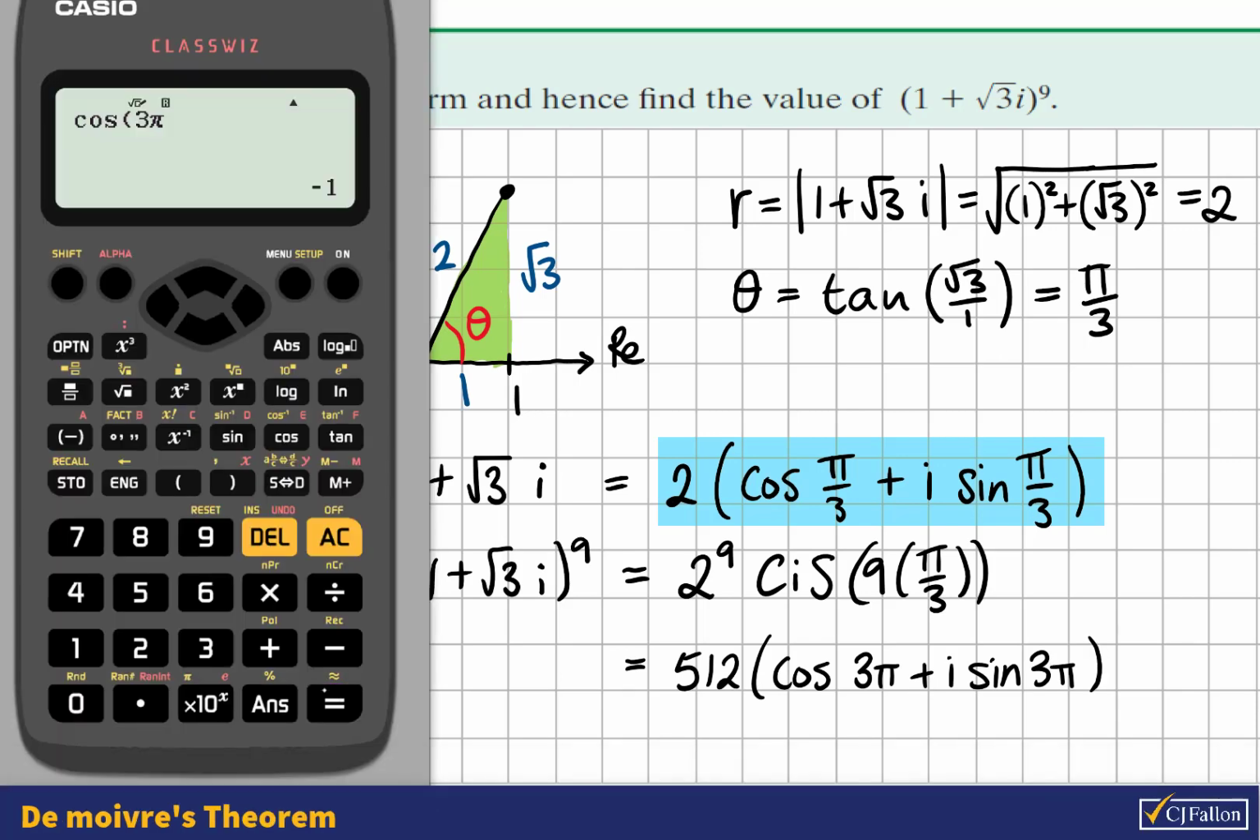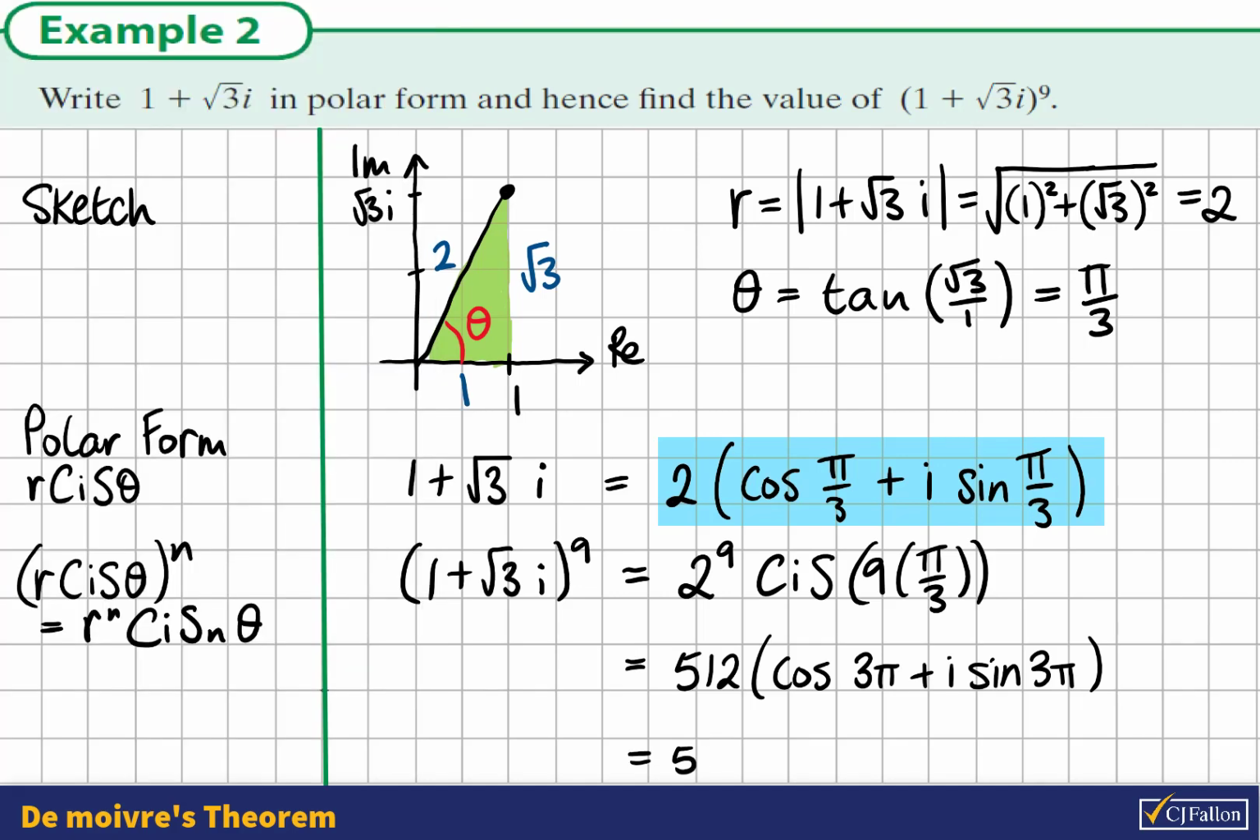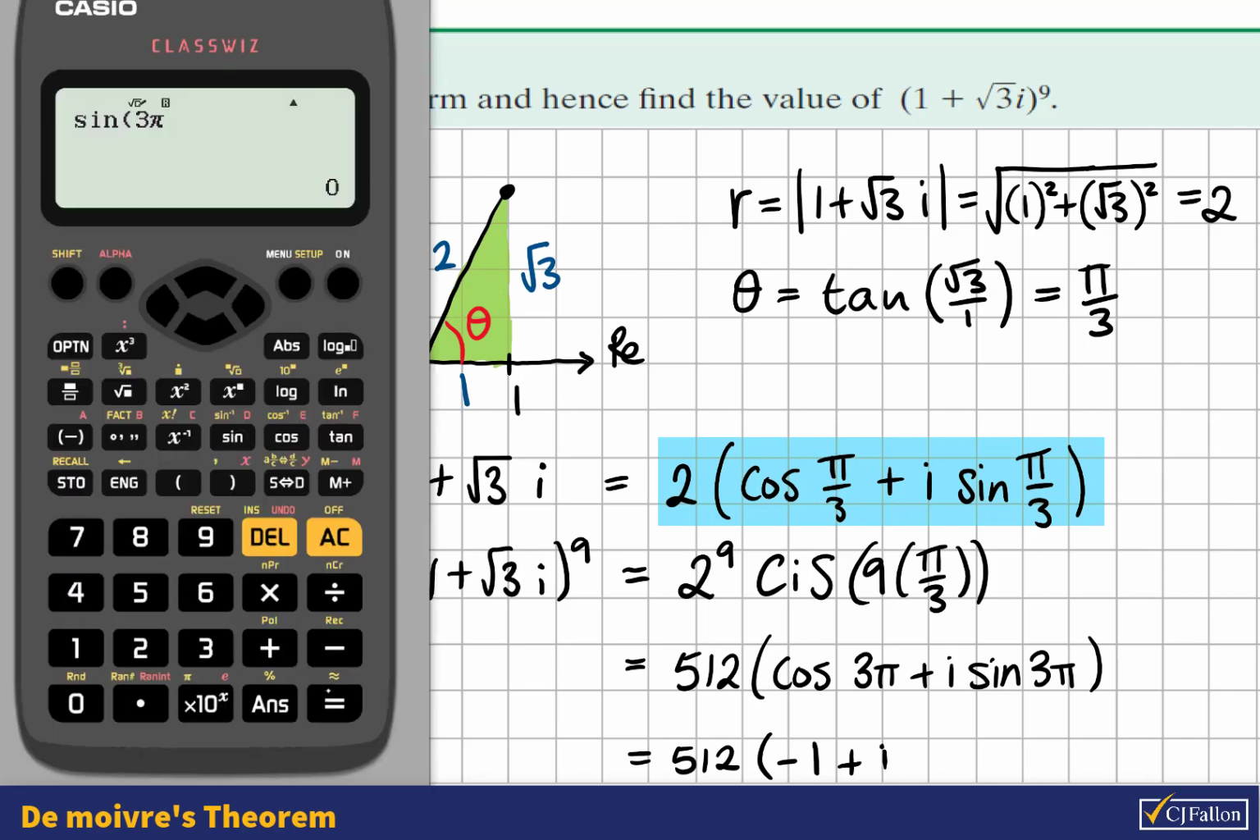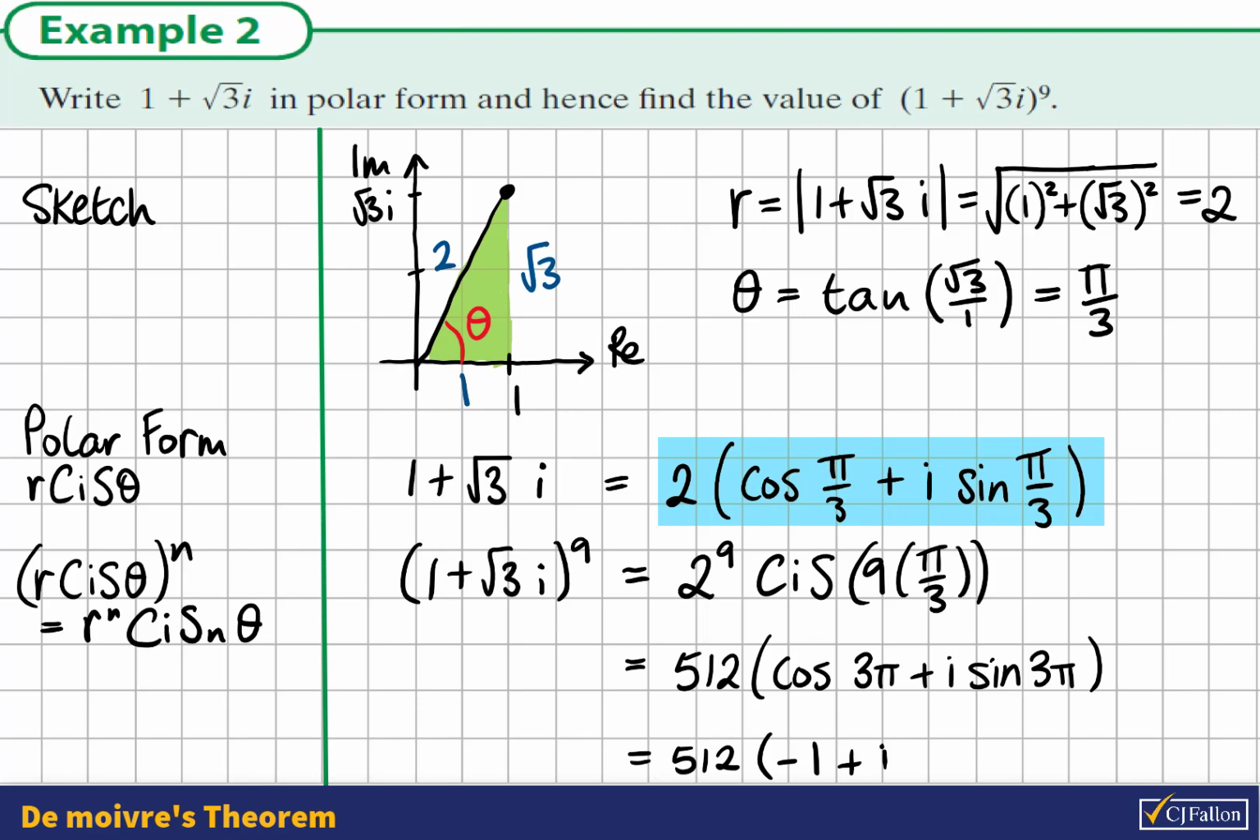Using the calculator, we see that the cosine of 3 pi is -1. So we have 512 times -1 plus i times the sine of 3 pi, which is 0. So we have 0i. When we multiply this out, we get -512.